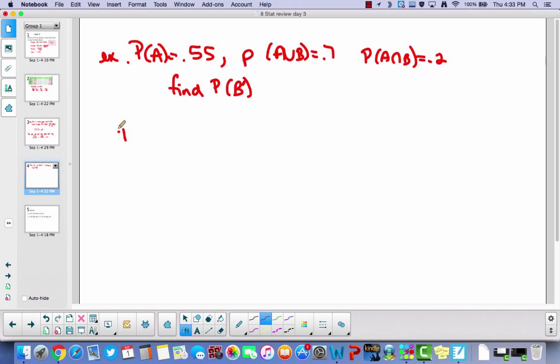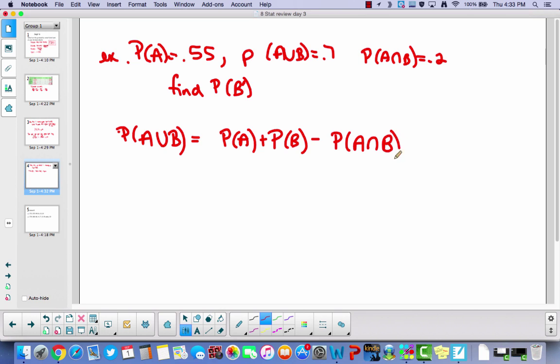Well, here's one formula I would use. We know that the probability of A union B, or A or B, is equal to the probability of A plus the probability of B minus the probability of A and B. Okay. Well, I know that this is 0.7. I know that this is 0.55. And I know that this is 0.2.